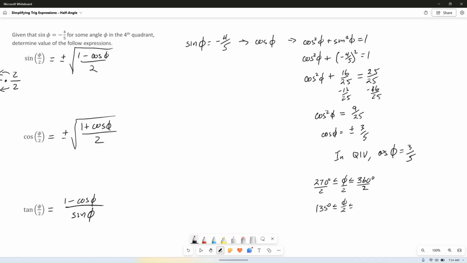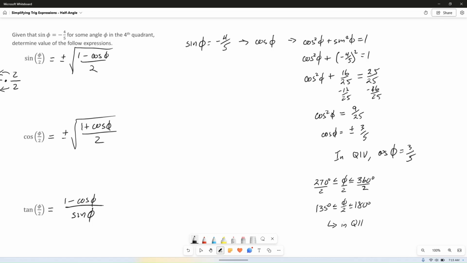And 360 divided by 2 is 180. So 135 degrees has to be less than or equal to phi over 2, and phi over 2 has to be less than or equal to 180. So an angle that's between 135 and 180 is actually in the second quadrant. Again, that's assuming that this angle phi does not go around the circle more than once. It's just counterclockwise, between 0 and 360 degrees.